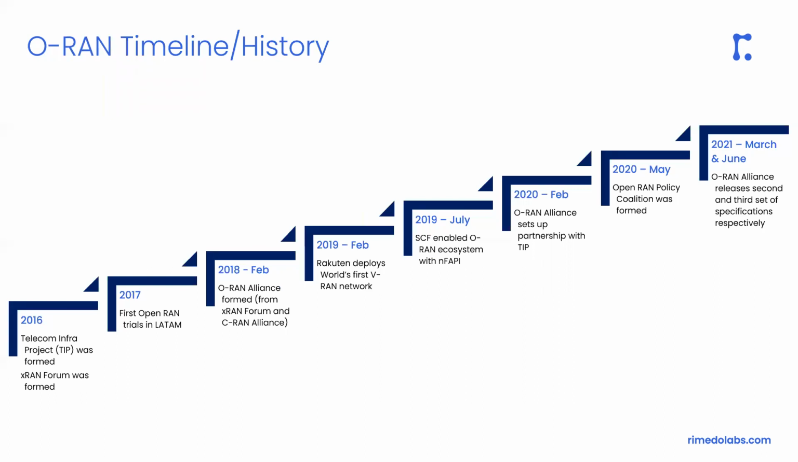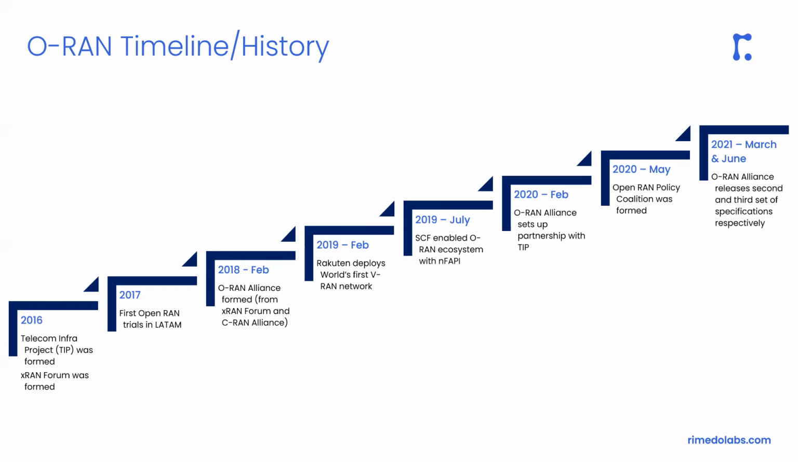Then we had some first trials in Latin America that were not yet Open RAN systems, but virtualized systems starting to pick up there. February 2018 is an important date for the forming of the formal standardization body for Open RAN type networks, called the ORAN Alliance, which was formed by the xRAN Forum and the CRAN Alliance.